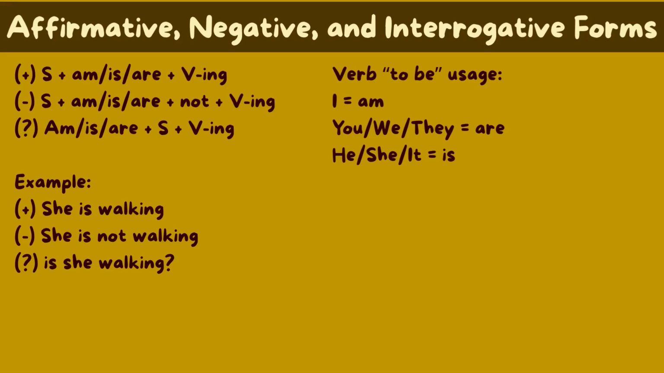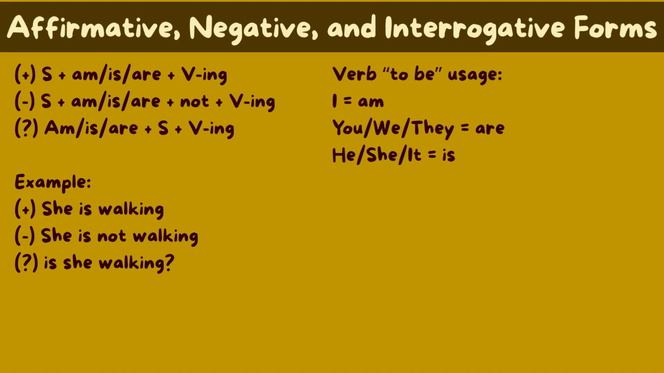Now, let's learn the structure of the present continuous tense. For positive sentences, subject plus am, is, or are, plus the verb ending in -ing. For example, she is walking.